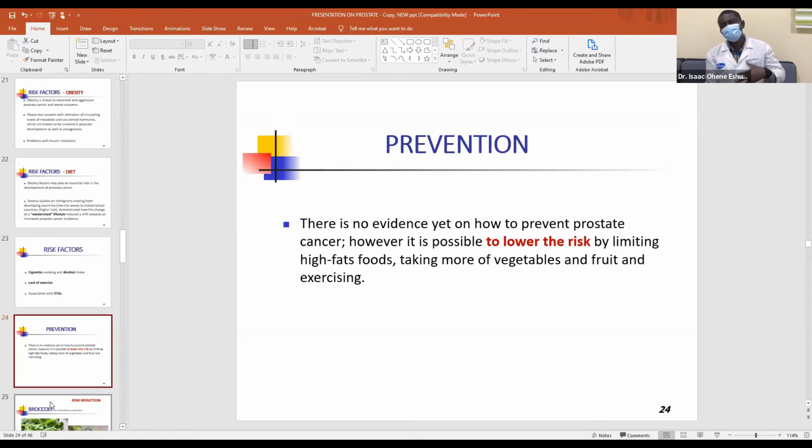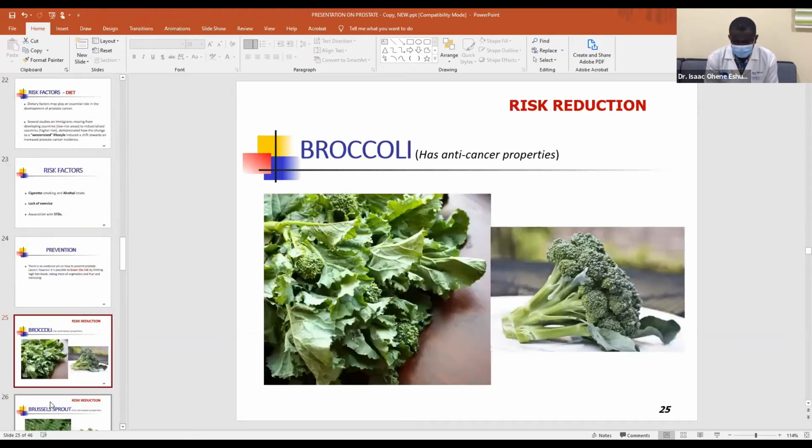When you look at the non-modifiable, we talked about age. You cannot actually do anything about age, but all the others are things you can work on. And here we will focus more on the diet, because inasmuch as certain diets are implicated to have a positive correlation with the development, others have also been seen to actually reduce the development of prostate cancer. So we'll look at it.